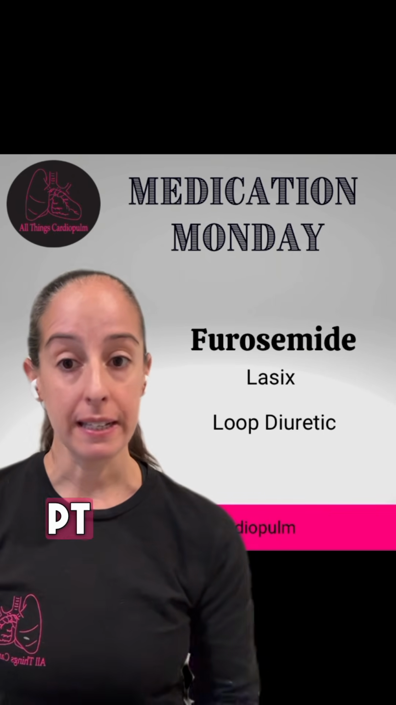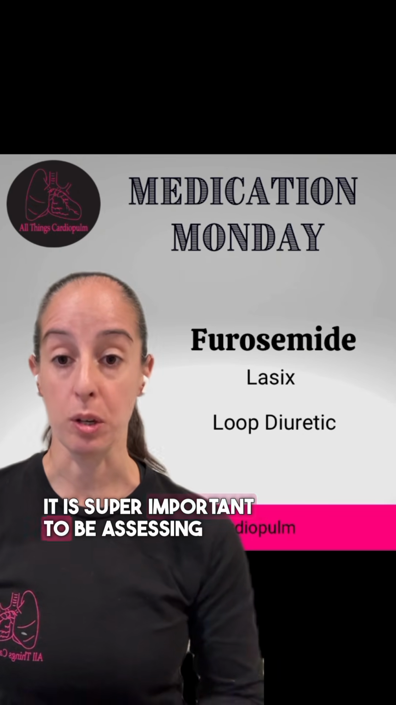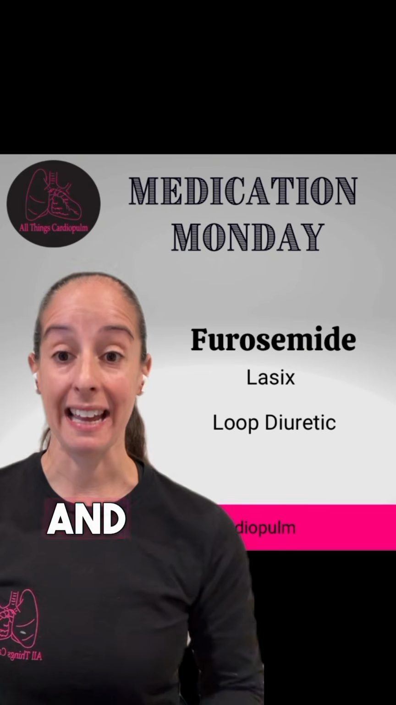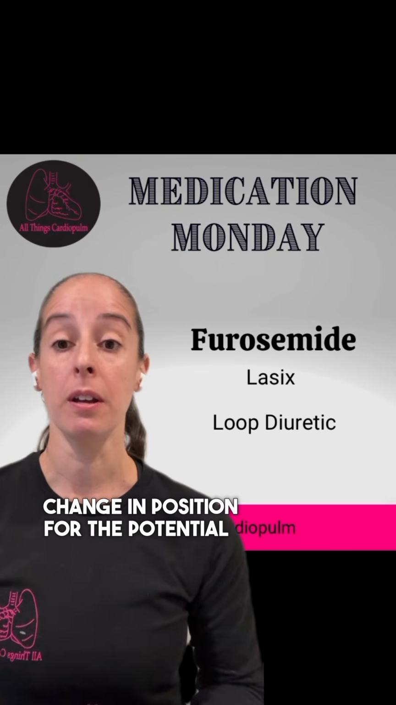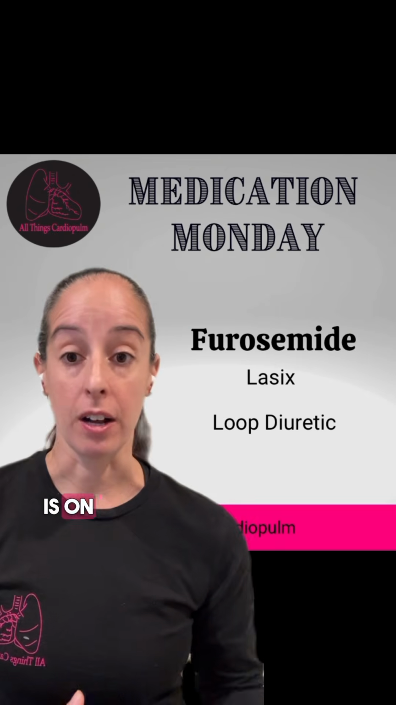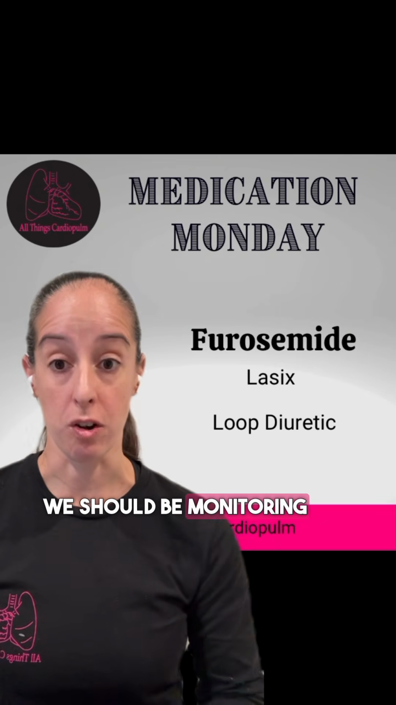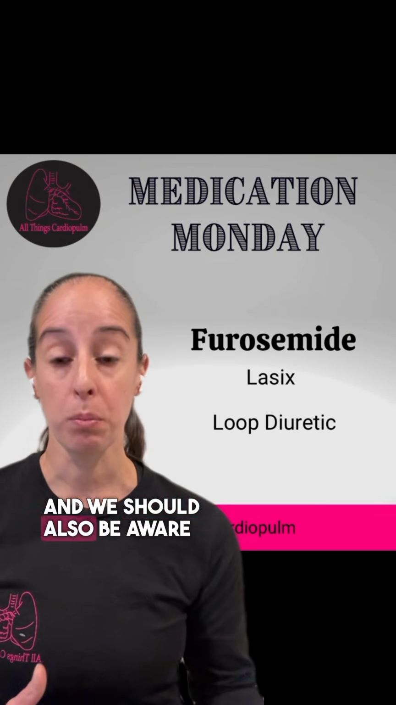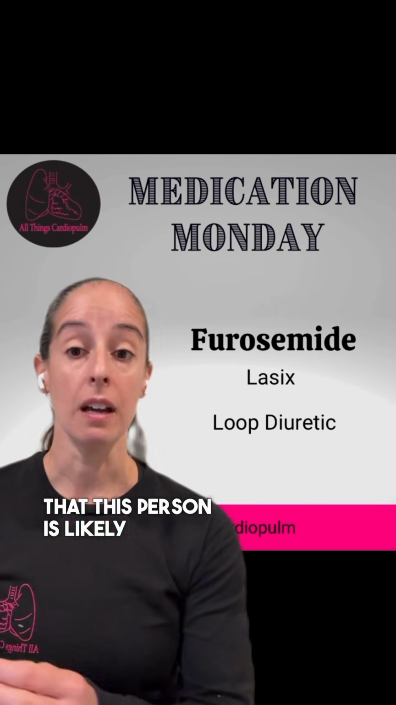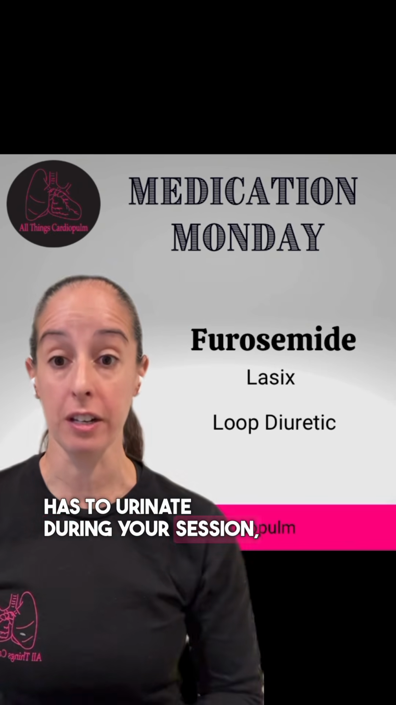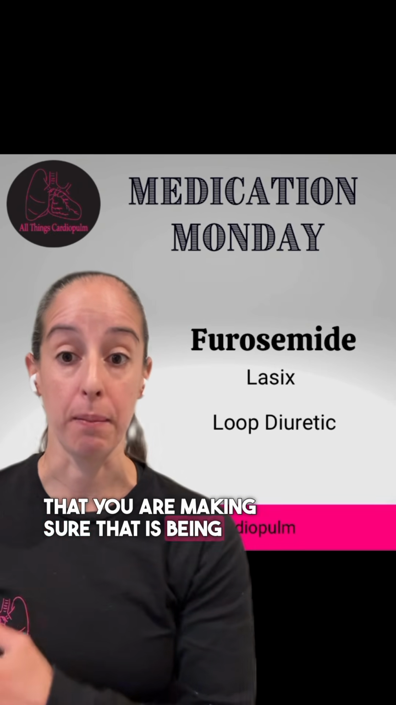From a PT perspective, it is super important to be assessing vitals, specifically blood pressure due to hypotension, and blood pressure with change in position for the potential of orthostatic hypotension. If this patient is on telemetry monitoring, we should be monitoring EKG because there is risk for arrhythmia. And we should also be aware that this person is likely on tight I's and O's. So if your patient has to urinate during your session, make sure that is being measured during your session.